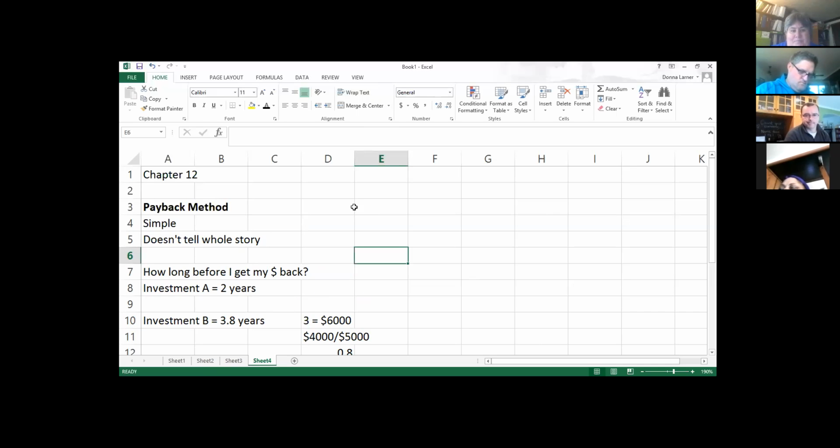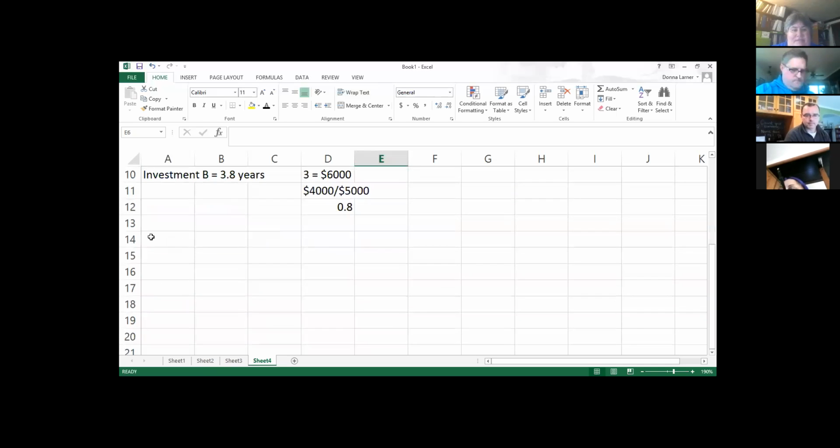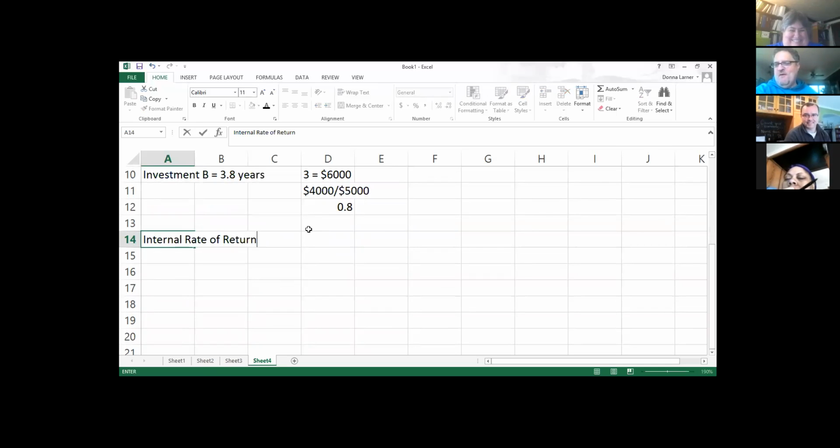So, a good, simple method to do. Unfortunately, it doesn't tell you the whole story. Investment A is me because I like a quick payback. Investment B is my brother because he's got money to invest, and he can live without it. He's older.